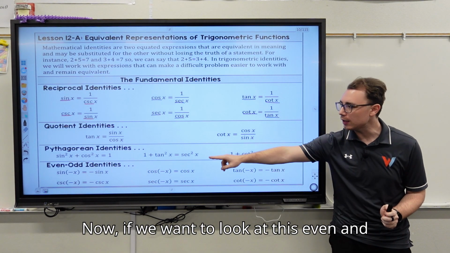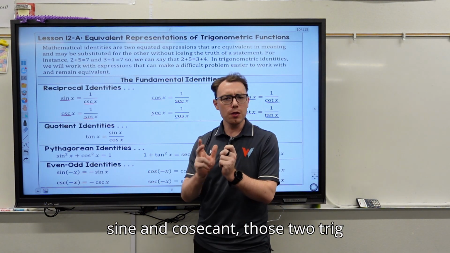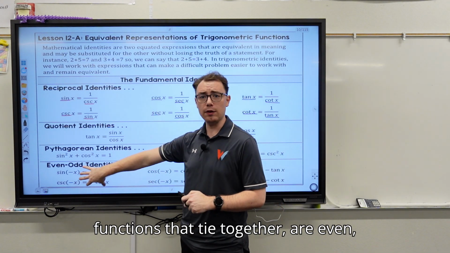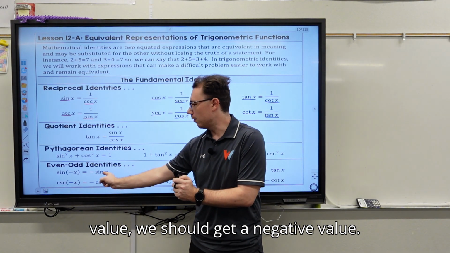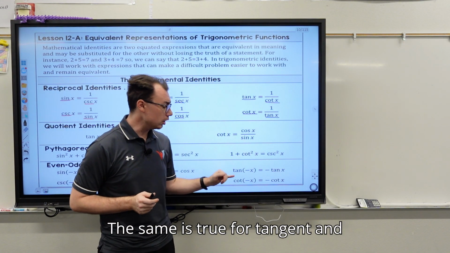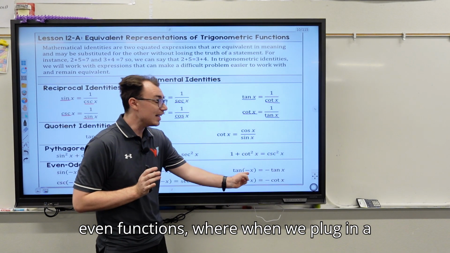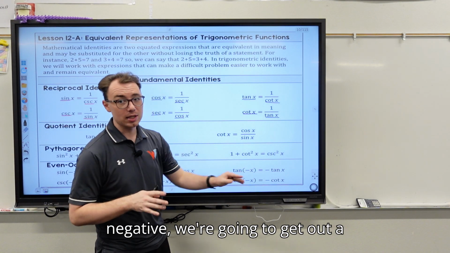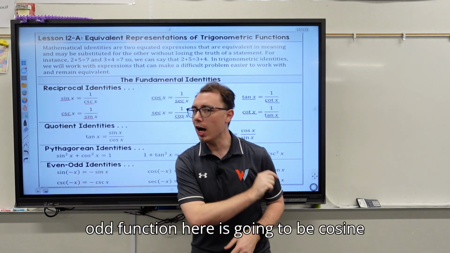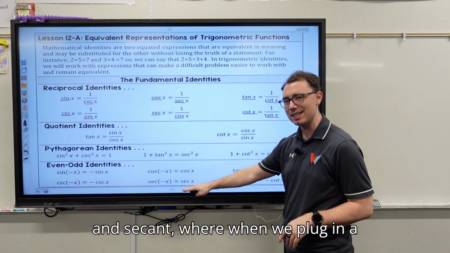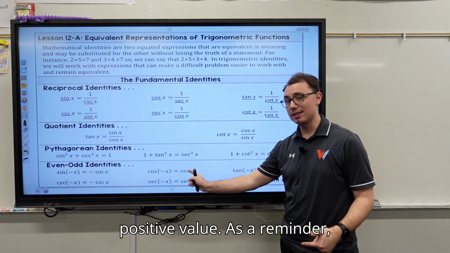Now, if we want to look at these even and odd identities, we want to remember that sine and cosecant, those 2 trig functions that tie together, are odd, meaning that when we plug in a negative value, we should get a negative value. The same is true for tangent and cotangent. Tangent and cotangent are also odd functions, and when we plug in a negative, we're going to get out a negative value. The only even function, and it's also kind of strange, is going to be cosine and secant, where when we plug in a negative value, we still get out a positive value.